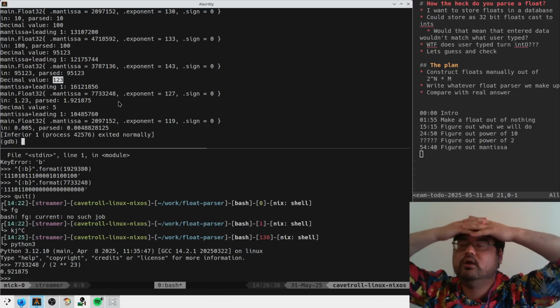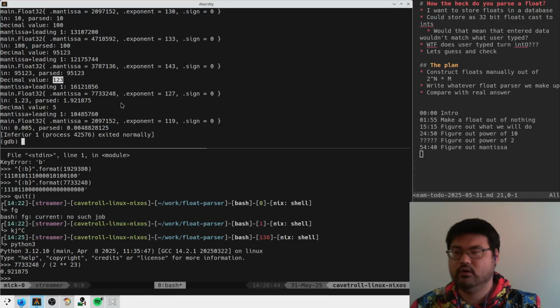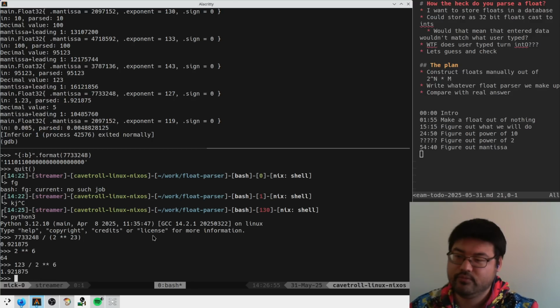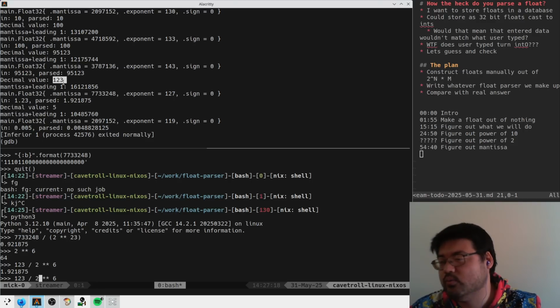We would want 2 to the power of like 6, right? And then do 123 over 2 to the power of 6 or something. Whoa, wait, that's the number. So there's a mismatch between what we are expecting to parse, what exponent we think we're using here, versus the exponent we found.